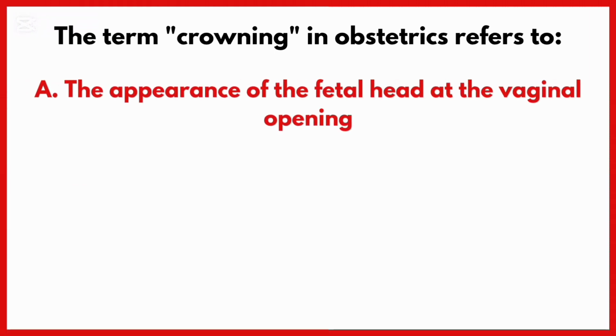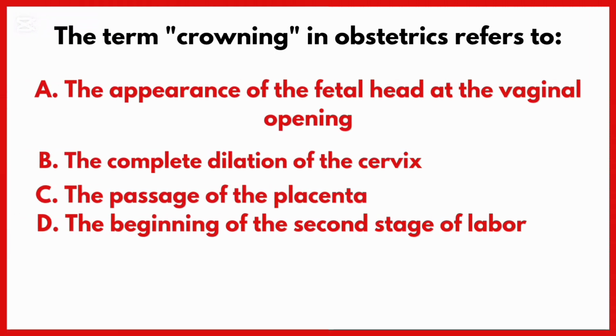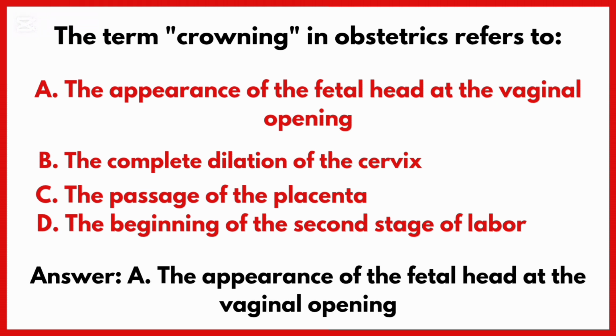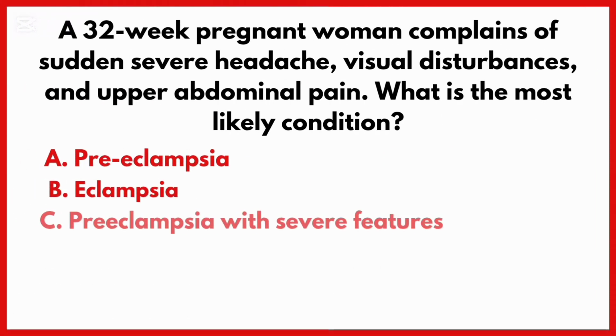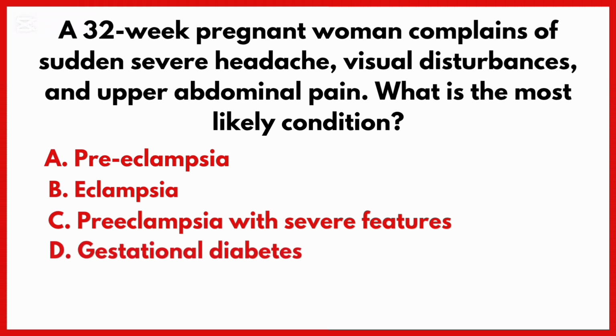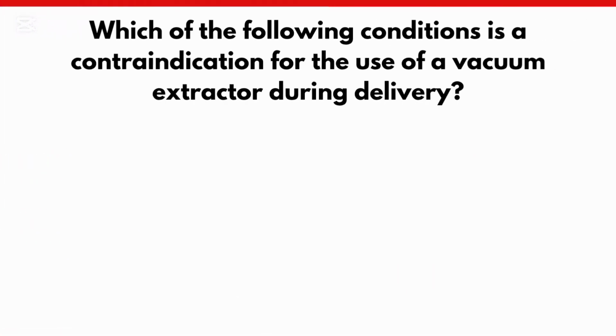The term crowning in obstetrics refers to. Correct answer is option A, the appearance of the fetal head at the vaginal opening. A 32-week pregnant woman complains of sudden severe headache, visual disturbance, and upper abdominal pain. What is the most likely condition? Correct answer is option A, preeclampsia.